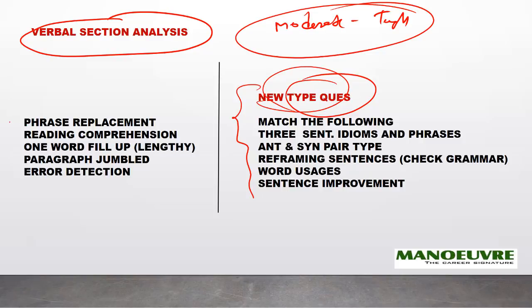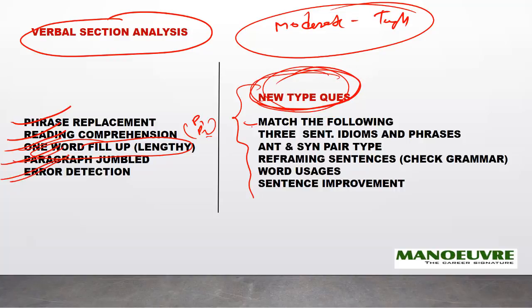The question types were phrase replacement, reading comprehension, one word fill up, paragraph jumbled, error detection. RC was divided into paragraphs. That was another change. One word fill up was lengthy, so 2 to 3 sentences were involved in one fill up. So this is again time consuming. New types of questions were match the following, 3 sentence, idioms and phrases. So this is again time consuming.